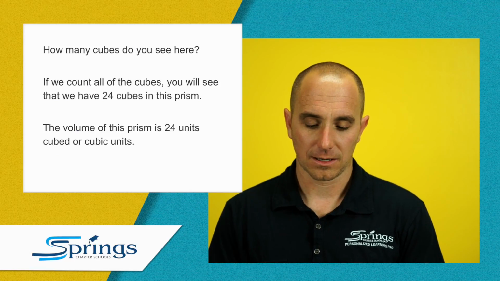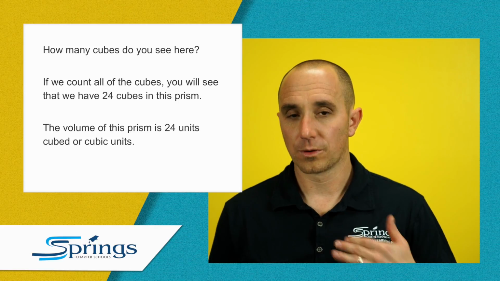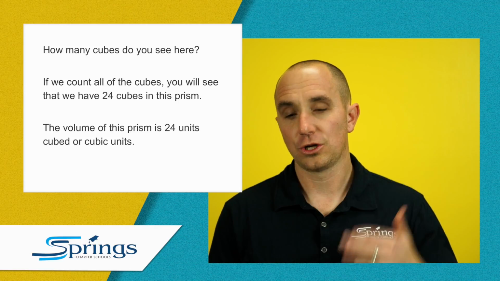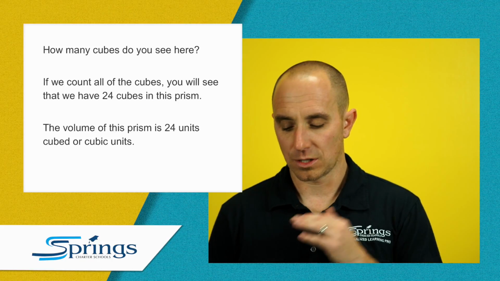So keep that in mind. If we were to count them all, and we counted all those 4 rows of 6, we would get 24 cubes in our prism. So the volume of this prism is 24 cubic units or units cubed. All right, let's try another one. Again, this one's not that much harder. It's just a little bit bigger.